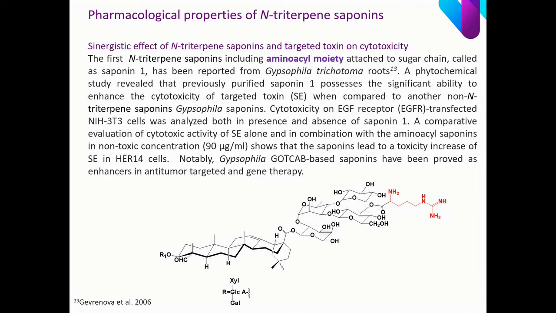Notably, Gypsophila saponins are also called goat cap saponins because the first sugar moiety is generally glucuronic acid. These Gypsophila saponins, also known as goat cap saponins, have been proved as enhancers in anti-tumor targeted gene therapy.